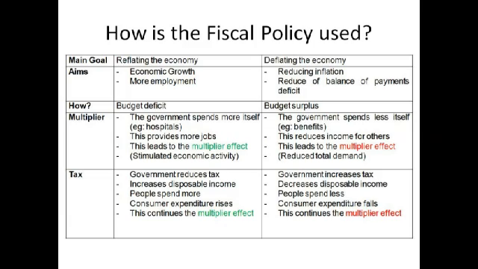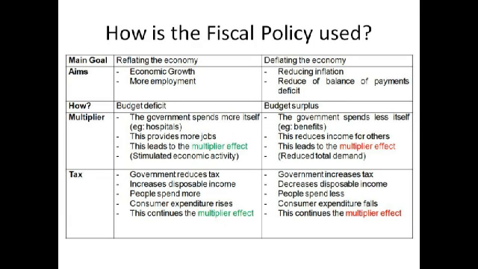The reduced tax increases the disposable income, so people spend more, and consumer expenditure rises, which continues the multiplier effect, providing more employment and leading to economic growth. The fiscal policy can also be used to deflate the economy, which is used to reduce inflation and reduce the balance of payments deficit by means of a budget surplus, so the government spending less and taxing more.